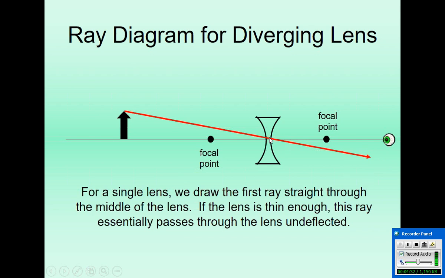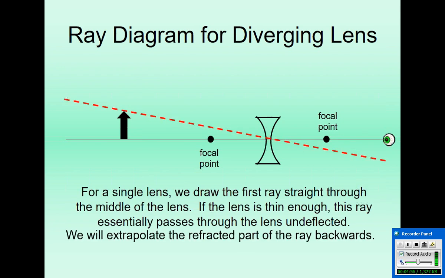But now, the ray that exists to the right of the lens is the ray that exists after refraction. And if we want to understand a diverging lens, we're going to have to look at the path of the refracted ray. And the eye is going to assume that the refracted ray originated somewhere along a straight line.